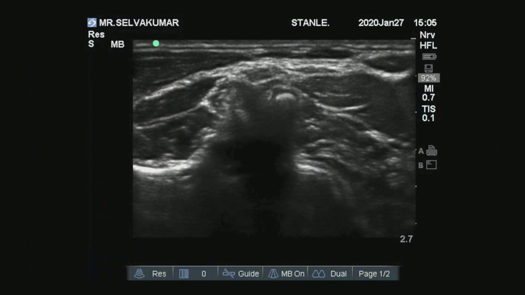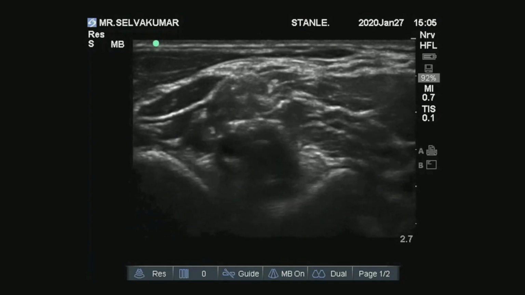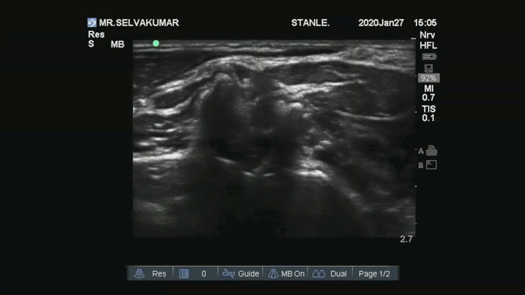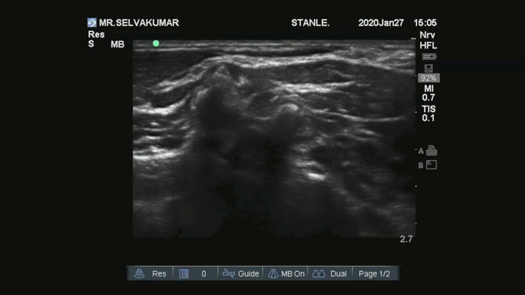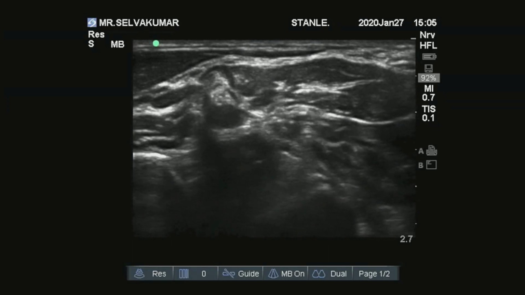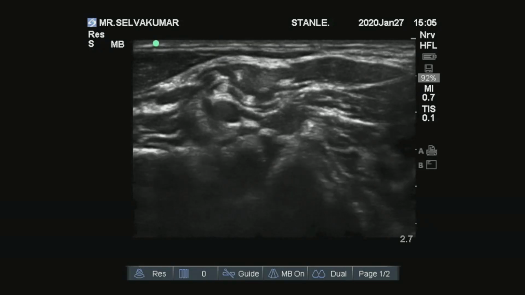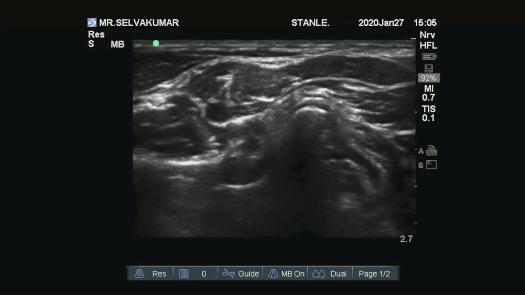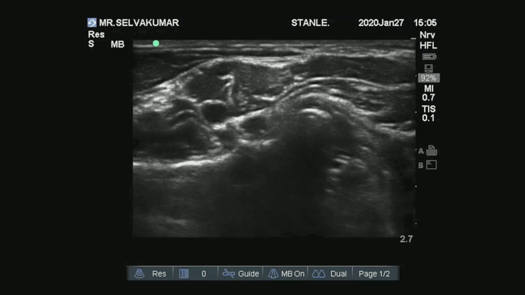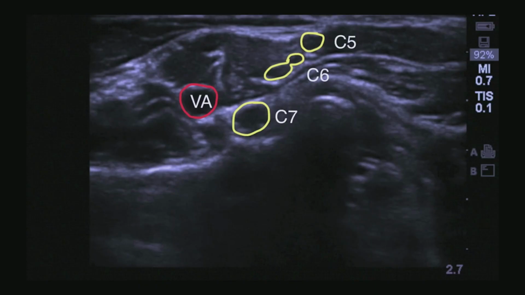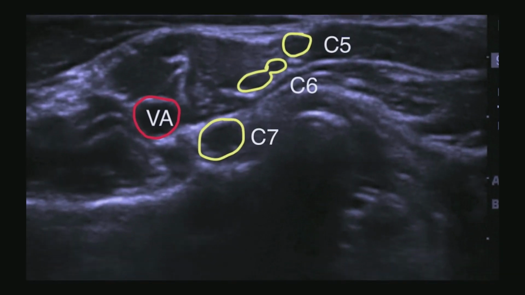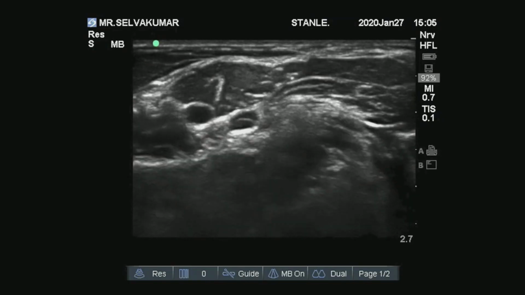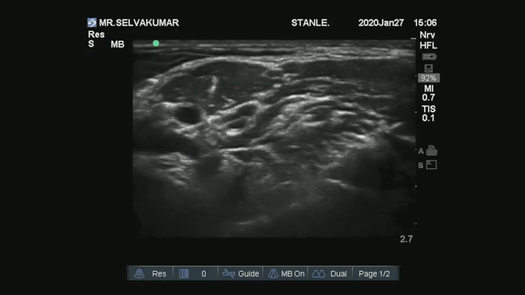This has a bifid transverse process. So once again, we are moving caudally. We could see the C5 nerve root coming out and then the C6 nerve root coming out. So keep track of this C5 and C6 nerve root. They both join and form the upper trunk. Whereas we have the C7 nerve root emerging out of the C7 transverse process. So we have now the interscalene groove nicely formed by C5, C6 and C7 ventral rami. So this is the point where we classically do the interscalene block.